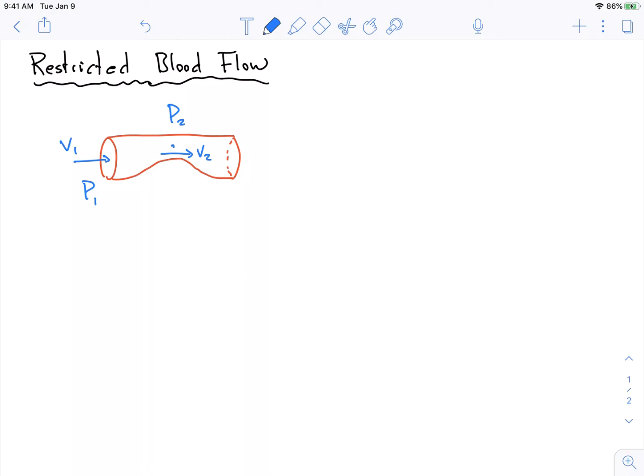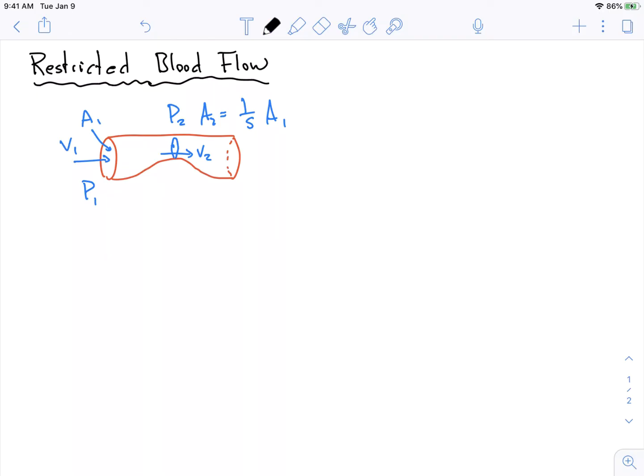And what we know is that there's a difference in areas. This is the area A1. And we know that the area A2 here, that this is going through, is 1/5 of A1. So this is a bunch of information we were given.